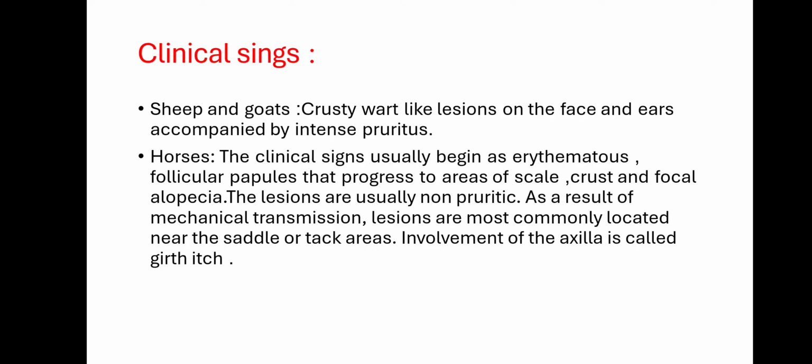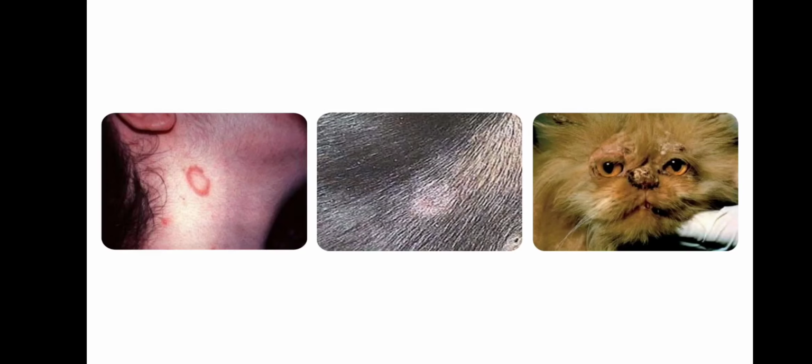In horses, the clinical signs usually begin as erythematous follicular papules that progress to areas of scaly crust and focal alopecia. The lesions are usually non-pruritic. Transmission is by mechanical means. Lesions are most commonly located near the saddle or tack area. Involvement of the axilla is called girth itch.